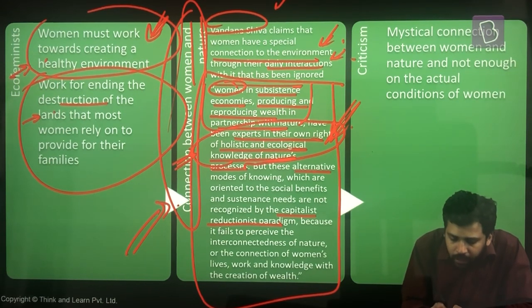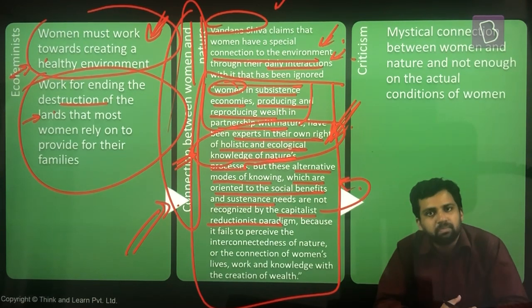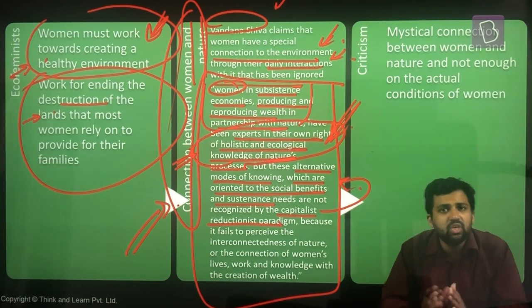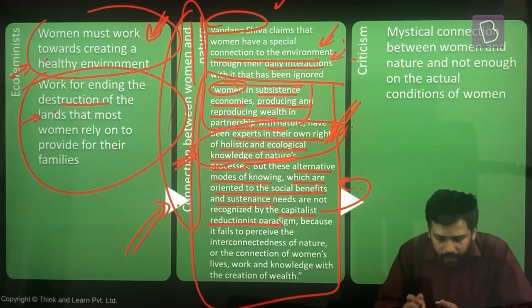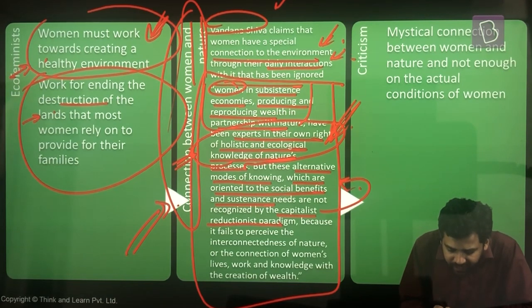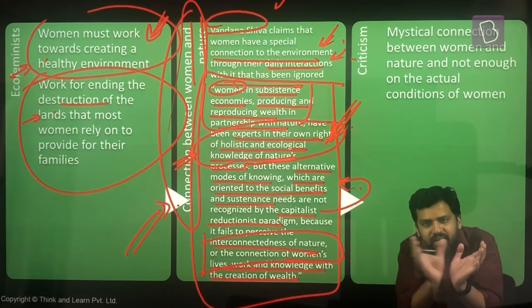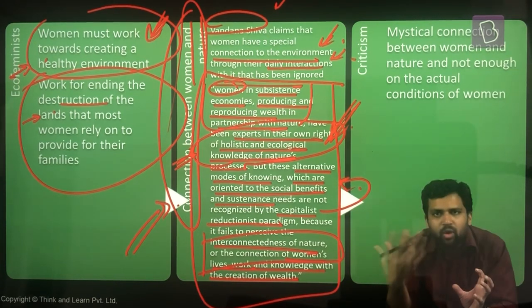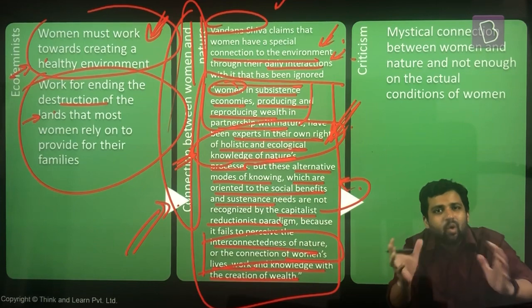These alternative modes of knowing, which are oriented towards social benefits and sustenance, they are not recognized by the capitalistic system. The markets, the industries, they do not recognize it. They do not recognize the benefits of these processes. So this interconnectedness of nature, the connection of women's lives, work and knowledge, all these things are not recognized. How this interconnection between women and nature, how the knowledge that women have, all these things are not recognized.